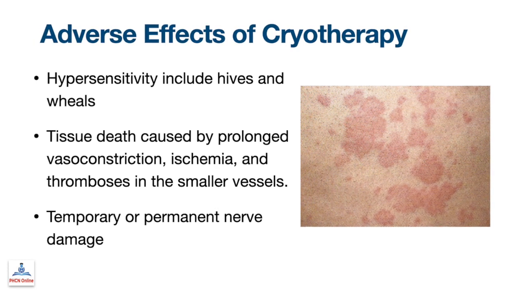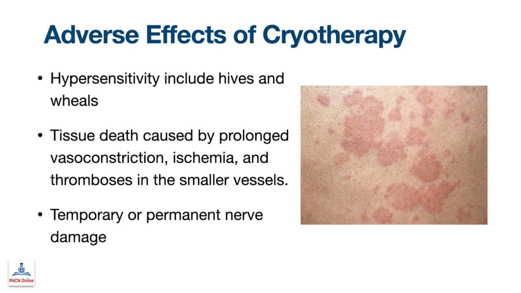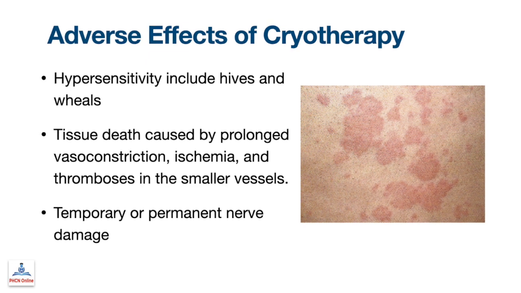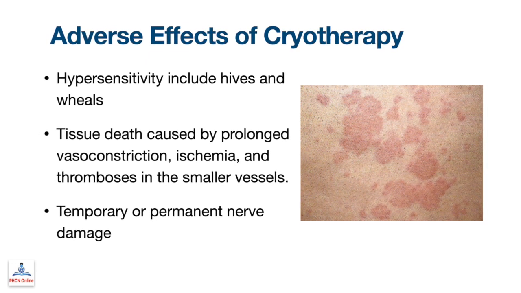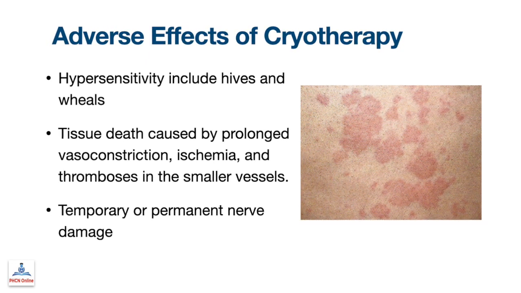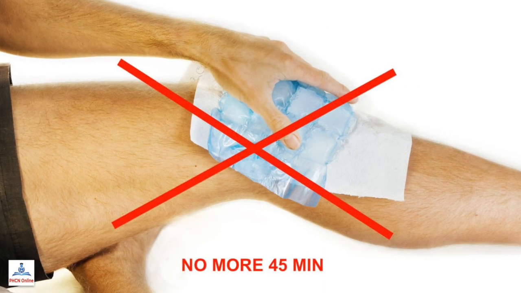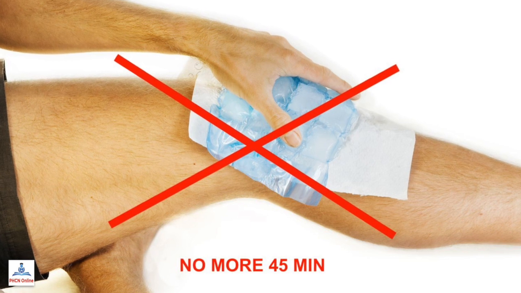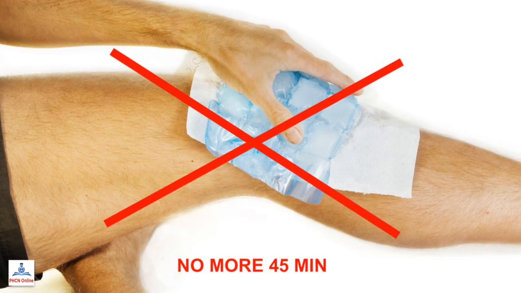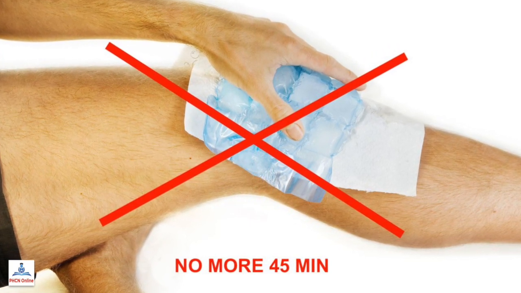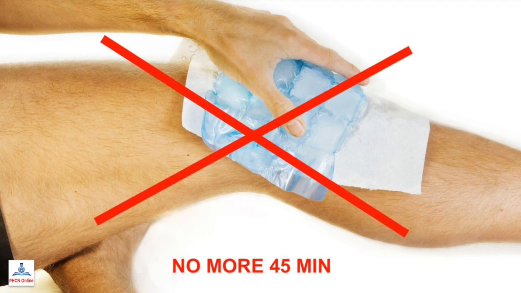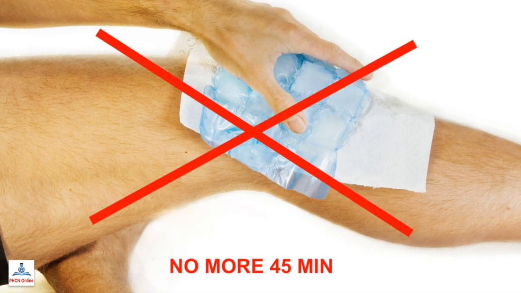Excessive exposure to cold may cause temporary or permanent nerve damage, resulting in pain, numbness, tingling, hyperhidrosis, or abnormalities in nerve conduction. To avoid damaging soft tissue or nerves, cold should be applied for no longer than 45 minutes, and the tissue temperature should be maintained above 15 degrees Celsius.